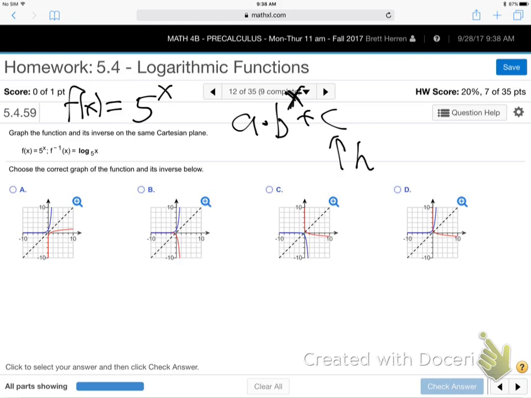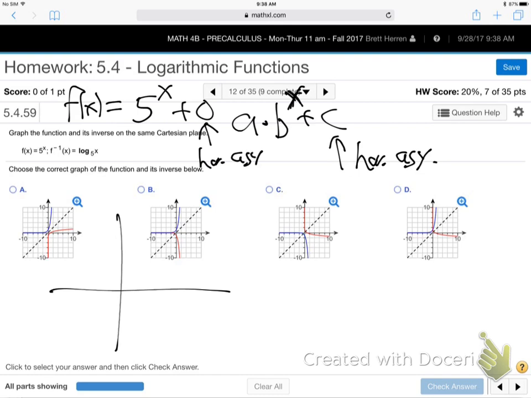Right out here, that's the horizontal asymptote, right? So let me draw a graph right here. So what do we have? We have 0 out here, huh? So the horizontal asymptote is 0. Let me put that on there. So that's just the flat dotted line. Remember, exponential graphs always have a flat horizontal asymptote.